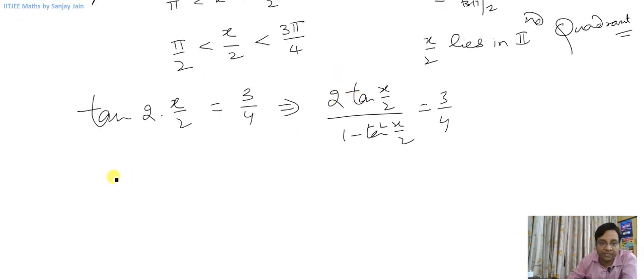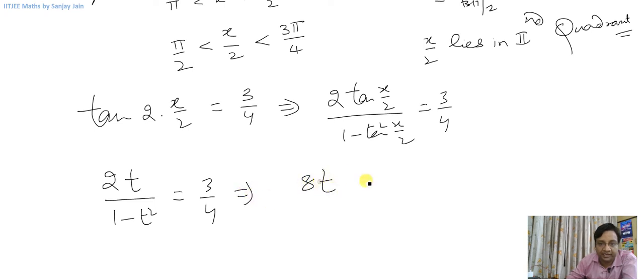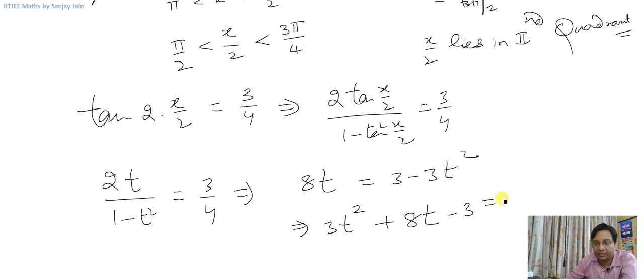So let me place tan x by 2 as t. So I can say 2t by 1 minus t squared is equal to 3 by 4. So that gives me 8t equal to 3 minus 3t squared. Now let me write it in standard quadratic equation form. 3t square plus 8t minus 3 equal to 0. So I can factorize this easily.